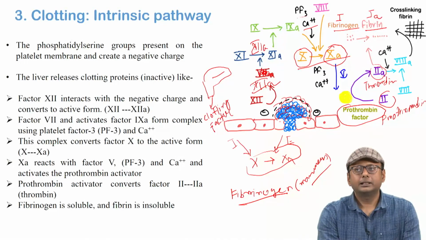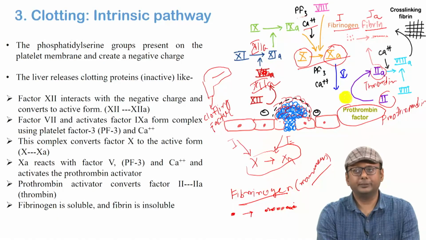But when they get activated into 1A, or fibrin, you see what is happening: the monomers are getting joined together and becoming a polymeric chain. So, from fibrinogen, which was initially a monomer, when it gets activated, several molecules of this monomer join together and form a polymeric chain, which is called fibrin. Okay.